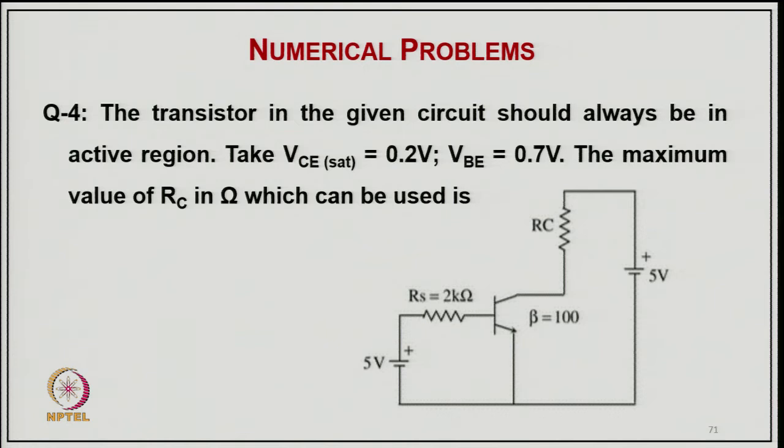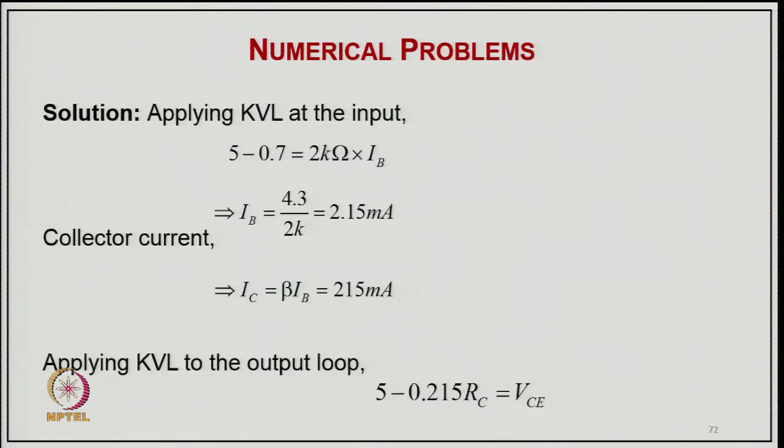So, coming to example 4, the transistor in this given circuit should always be in the active region, taking VC equal to saturation 0.2, VB equal to 0.7. We have to find out the maximum value of RC in which it can be used in this circuit, so that it always operates in the active region, and beta is given here as 100. So, all parameters are there. Applying Kirchhoff's law, that is 5 minus 0.7 equal to 2 kilo ohm into IB.